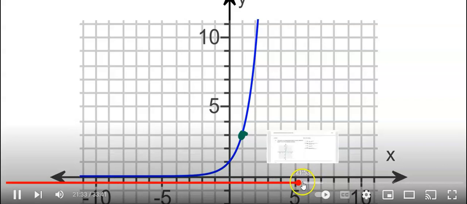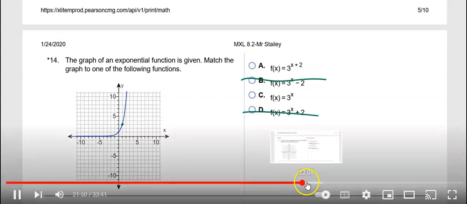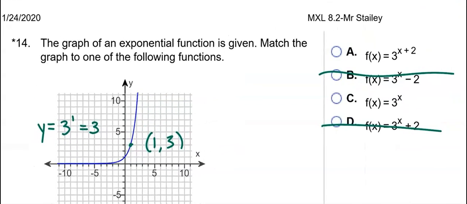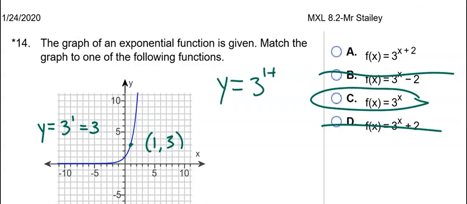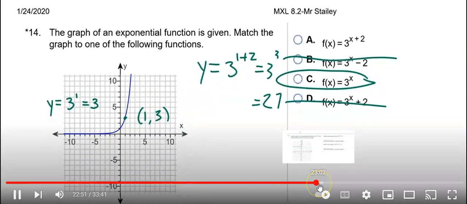What's going on here? Yeah, so we got rid of those because those are up and down shifts. And am I going to do any algebra here like I've been talking about? There we go. We plugged in 1 into the C function and it gave us 3, so that's the winner. If you plug it into the A function, you get 3 to the third, which is 27, which is not true. All right, time to move on.